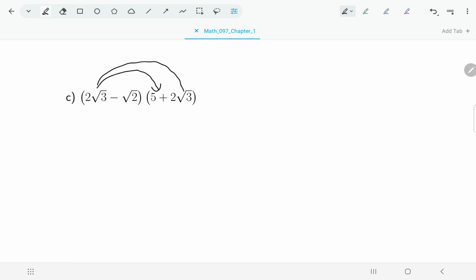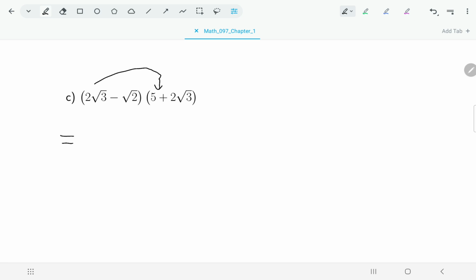So the 2 root of 3 will need to multiply against the 5 as well as the other 2 root of 3. The negative root 2 will need to multiply against the 5 as well as against the 2 root of 3. So I have 4 little products for me to do. When I do the multiplying, I'll be multiplying the whole number parts together and the roots together. So for example, when I start off, I'll do 2 root of 3 times 5.